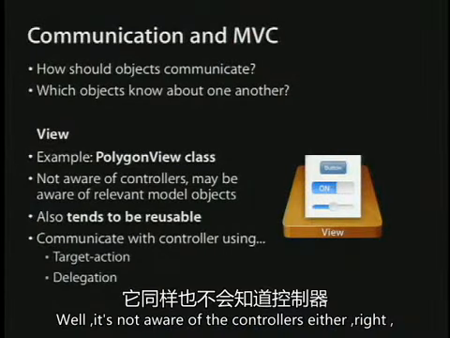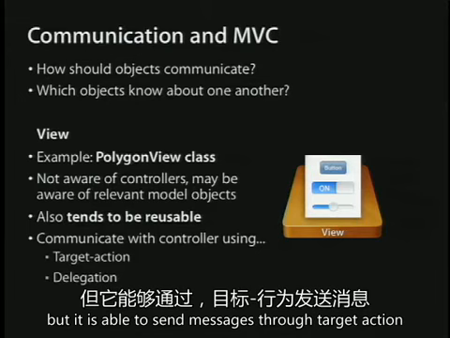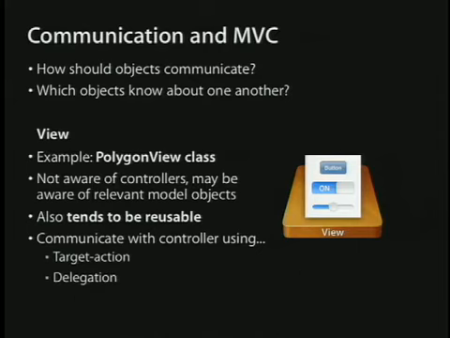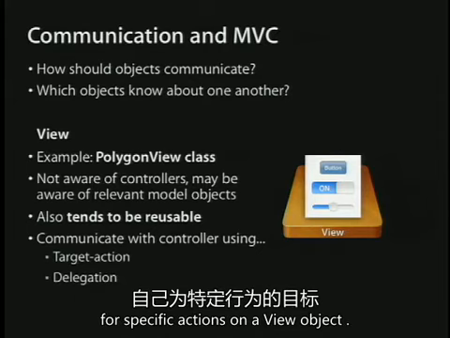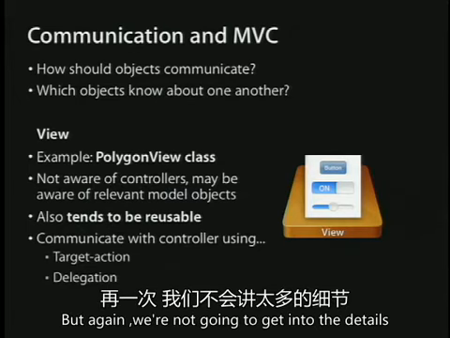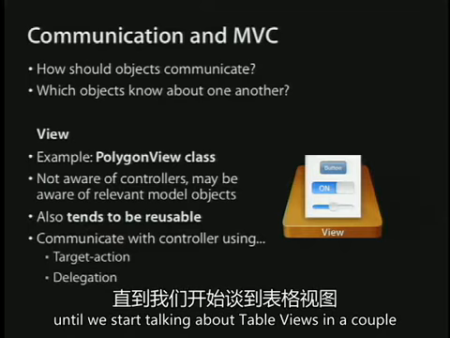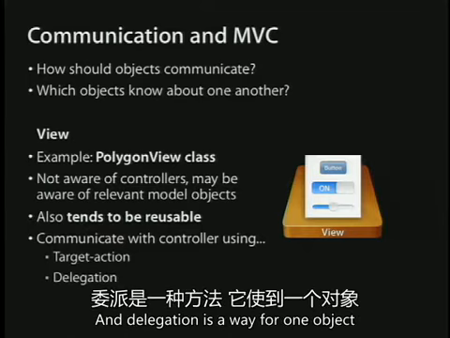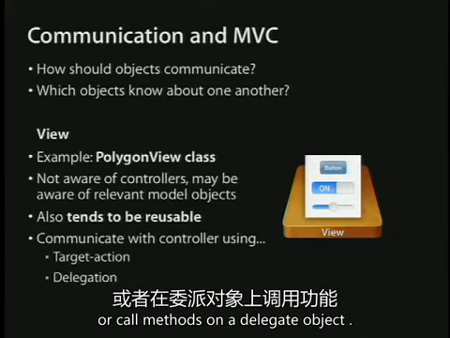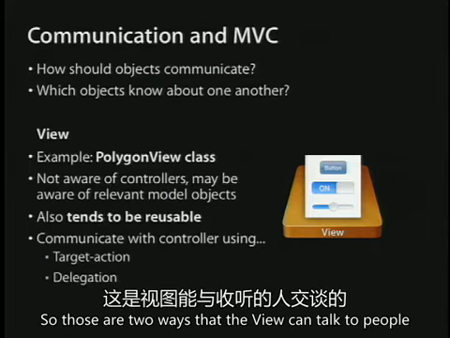Now, how does a view communicate? Well, it's not aware of the controllers either, right? But it is able to send messages through target action, which we've talked about. So a controller object can set itself as the target for specific actions on a view object. Another way is through delegation, which we talked about a bit last week maybe. But again, we're not going to get into detail until we start talking about table views, I believe next Thursday. Delegation is a way for one object to broadcast certain types of messages, or call methods, on a delegate object. So those are two ways that the view can talk to people that are listening.